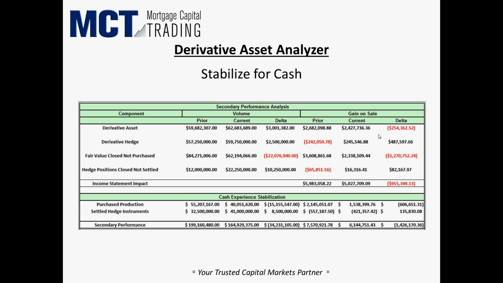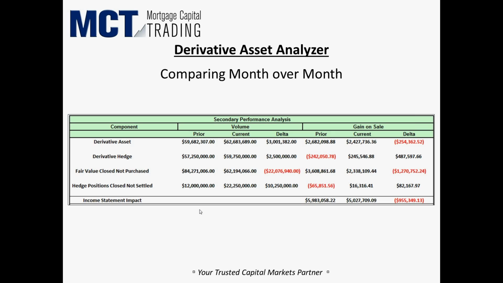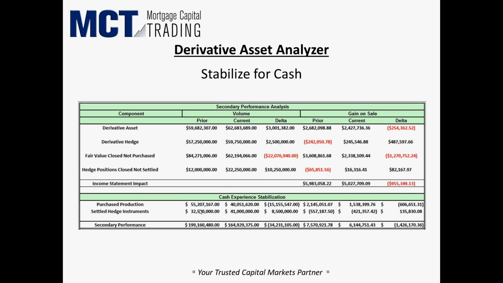How do I get the 199 million? Well, what I'm doing is I'm taking the 59.6 in the open derivative asset number. I'm taking the 84.2 in the fair value closed loans not purchased, and then I'm taking the 55.2 in the purchased production. Now that's the entire population that we're looking at. Now luckily there's one more stabilization factor that we need to look at, and of course that's volume. So how much volume is in this total analysis? And you can see there is a substantial difference.